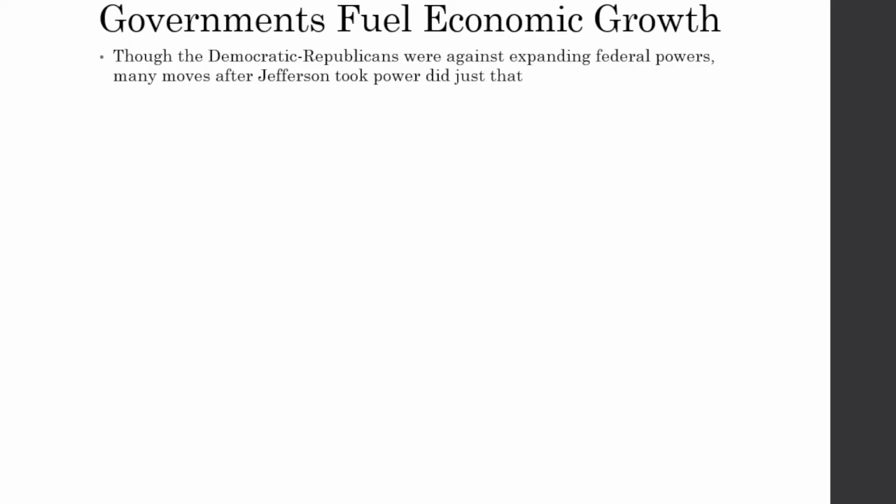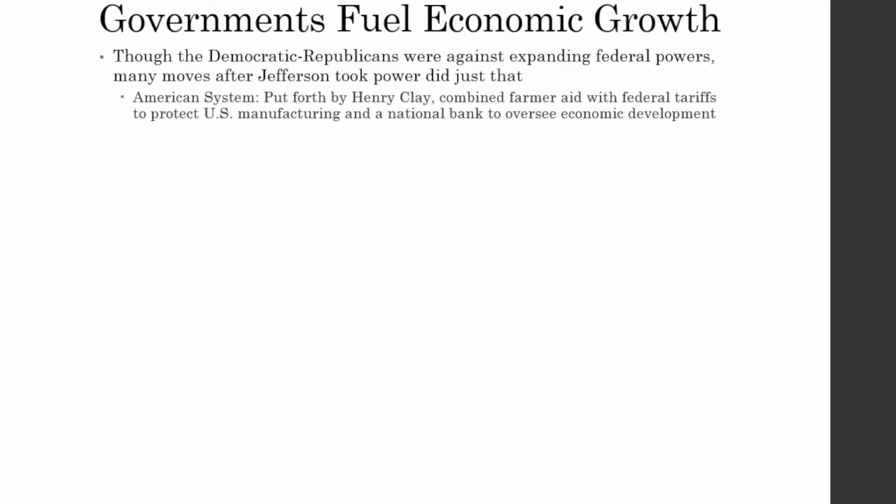So as we've said multiple times, Democratic Republicans were against expanding federal power, but they were doing that a lot. We've had the American system, not the American system of manufacturing. This is a whole different thing. This was put forth by Henry Clay. It combined farmer aid and federal tariffs to protect U.S. manufacturing and the National Bank to oversee economic development.